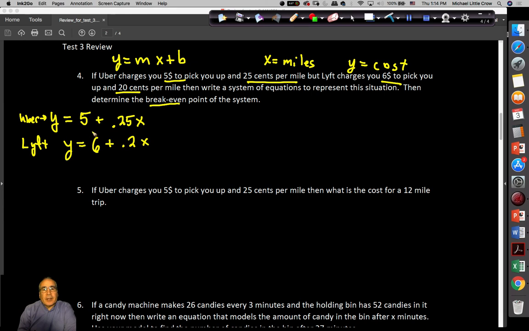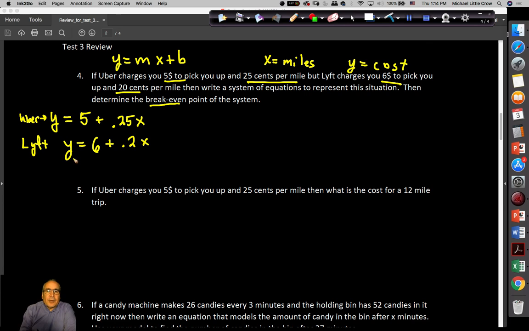So what we want to find is the break-even place. Obviously, or I don't know if it's obvious, but since Uber charges less to pick you up, they're going to be the cheapest if you go fewer miles. For more miles over a certain point, it's going to be Lyft because the cost per mile is less, but they charge you more to pick up.